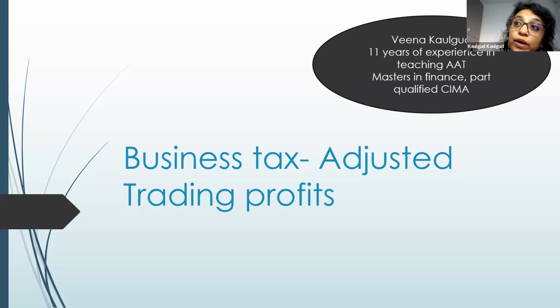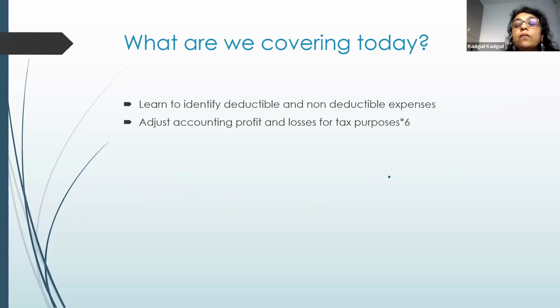I will be doing FA24, which the AAT will be testing up until January 2026. So anybody sitting the exam in the next few months, it will be handy for them. Let's see how to do this particular topic, which is called adjusted trading profit. As the word says, it is business tax. It is more valid for businesses, not for individuals.